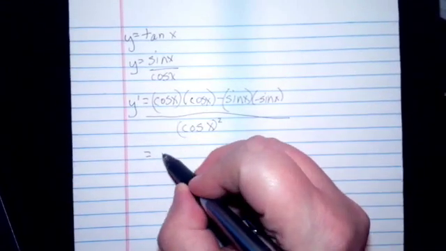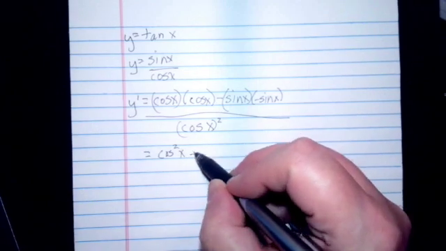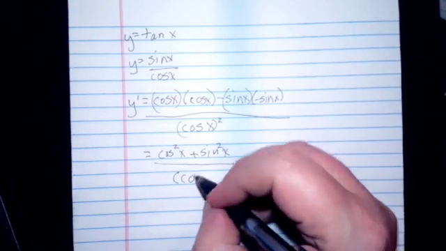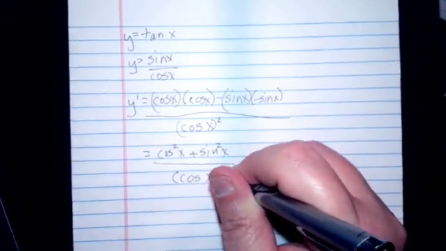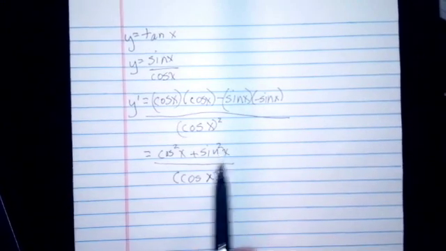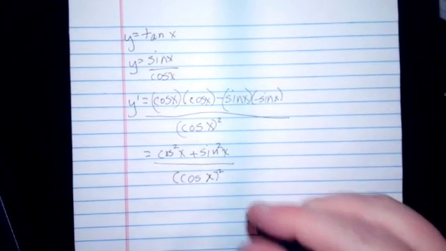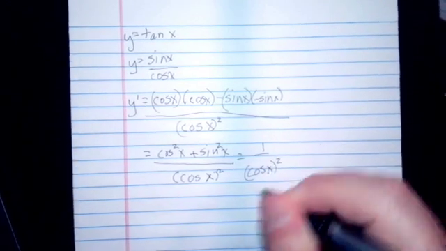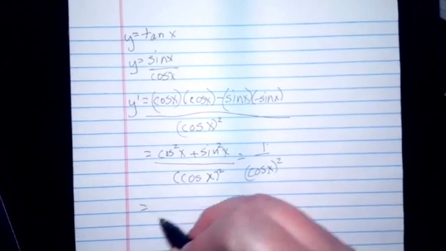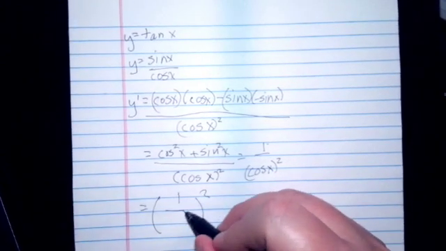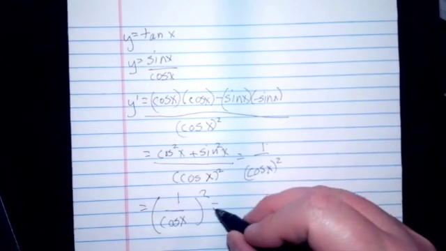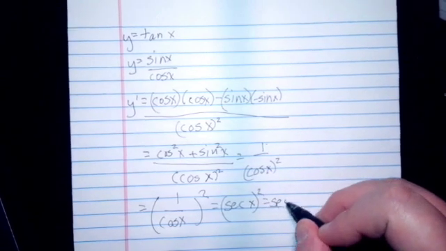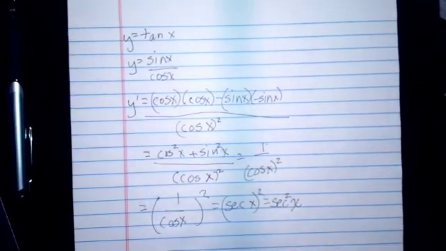So this simplifies into cosine squared x plus sine squared x in the numerator, and I hope you remember my favorite trigonometric identity, and that's that sine squared x plus cosine squared x equals 1 for any real number x. So you get 1 over the square of cosine x, but that can also be written as the square of 1 over cosine x, which would be secant of x squared, and we're done.